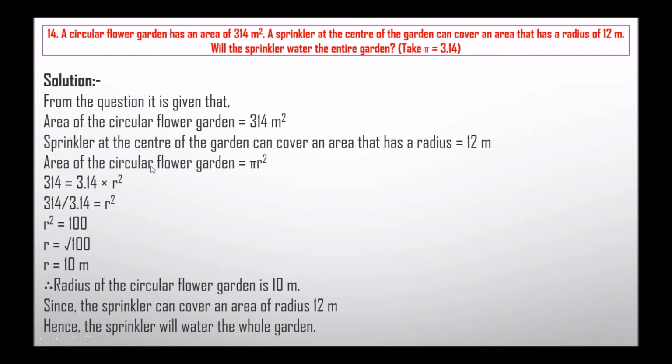Area of circular flower garden equals pi r square. So 314 equals 3.14 into r square. 314 upon 3.14 equals r square. So r square equals 100, r equals 10 meter. So radius of the circular flower garden is 10 meter. The sprinkler can cover an area of radius 12 meter. Hence the sprinkler will water the whole garden.